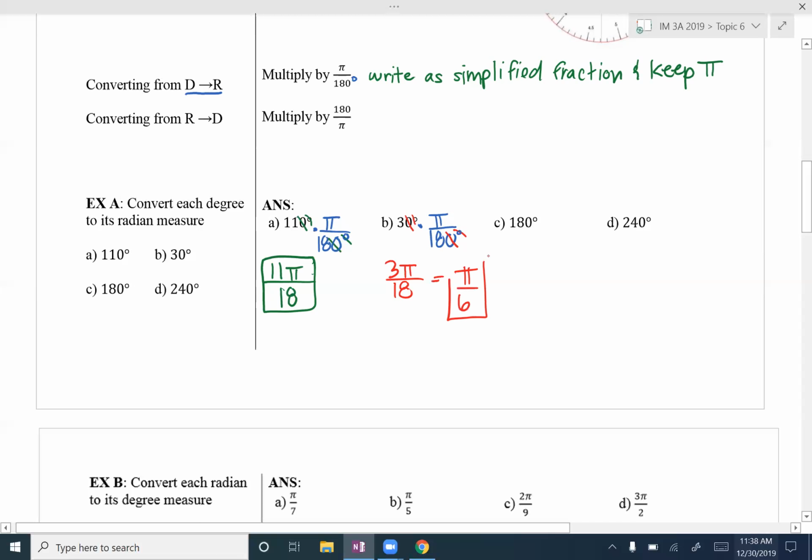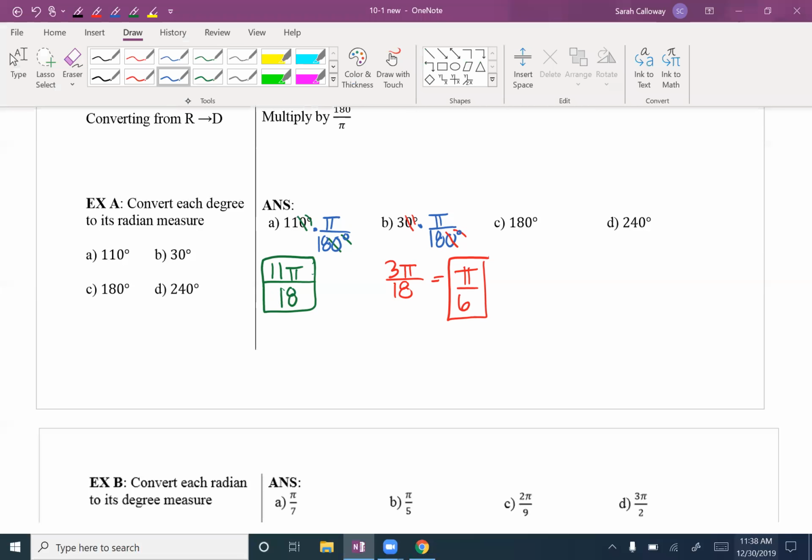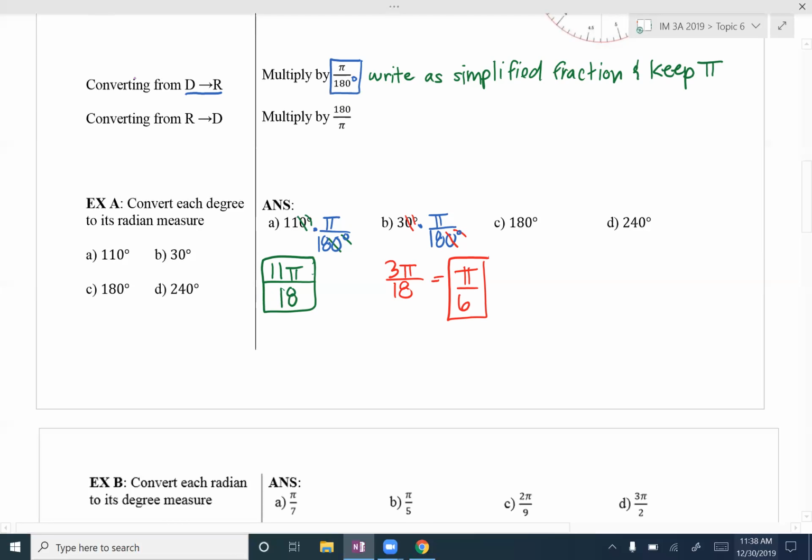So when I'm converting from degrees to radians, I'm using that ratio pi over 180 degrees. When I want to do the opposite, I'm using the reciprocal of that ratio. So when I'm converting from radians to degrees, I'm going to multiply by 180 degrees over pi. And what's going to happen here is pi should reduce away. And for these ones, instead of keeping pi and writing it as a fraction, we're going to calculate the decimal if necessary.